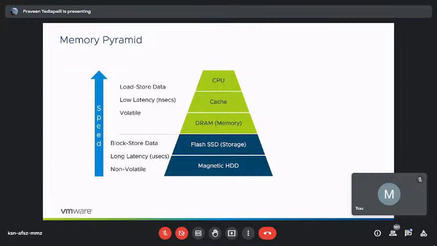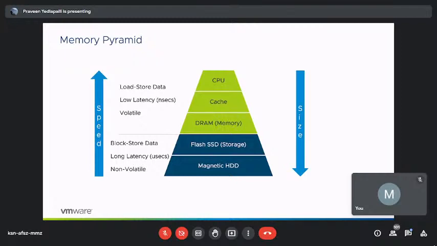As you go up this pyramid, going from magnetic hard disk to SSD to DRAM to cache, the speed is increasing. As you go higher, it's faster, very, very fast. But as you go lower, you can get much bigger size devices. Like you can get a 512 GB SSD in the laptop that I showed previously, but you can't get 512 GB memory in that laptop. It's not possible. Memory is limited to 16 GB, maybe 32 GB. That's the max in a laptop. But SSDs, you can get 512 GB or even 1 terabyte in a laptop.